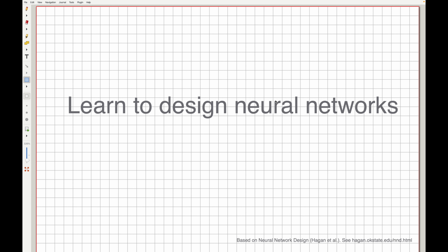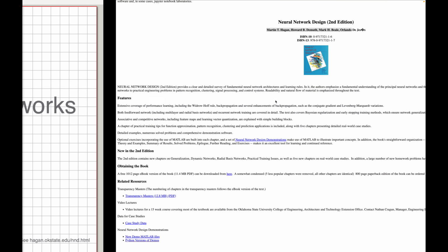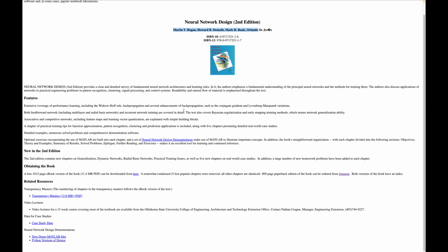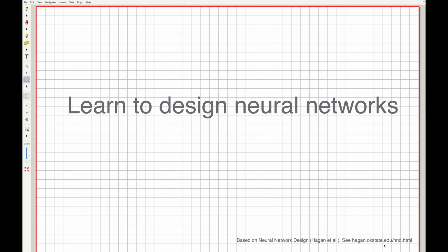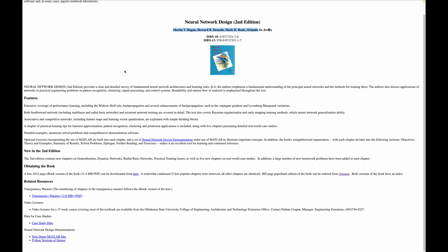And I'm going to closely follow the book Neural Network Design, which is available at this link. I've also put it here in the bottom of the page. The book is by Martin, Howard, Mark, and Orlando. So, this is an amazing book.